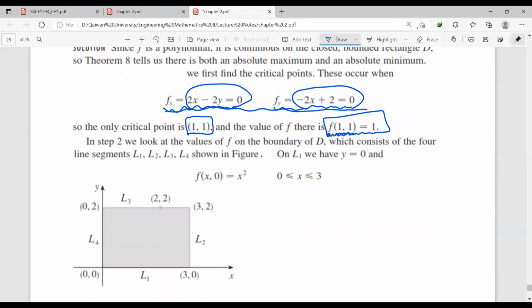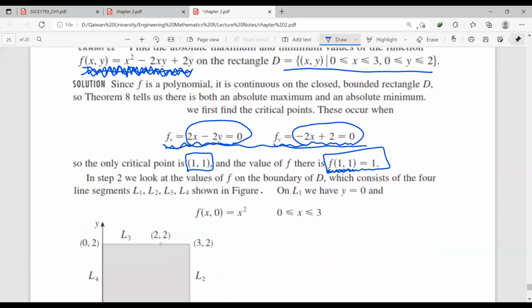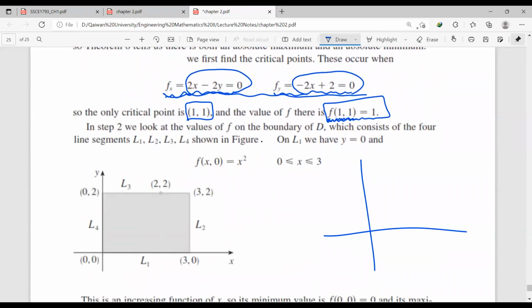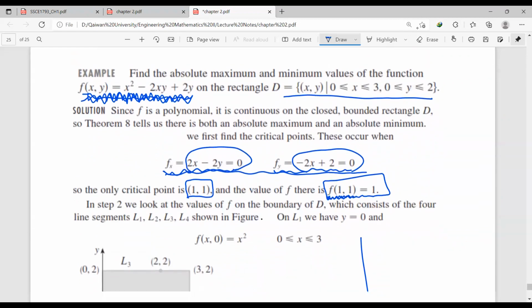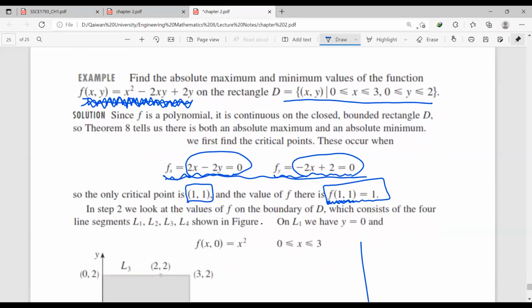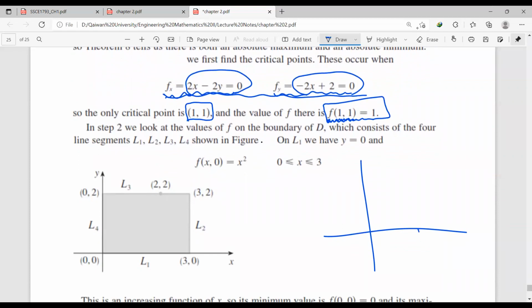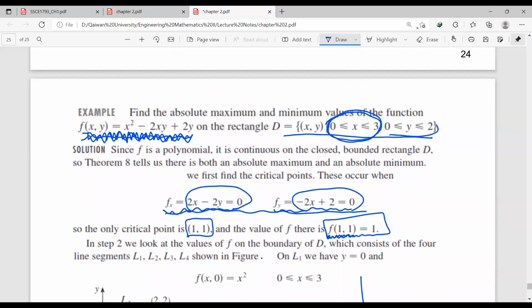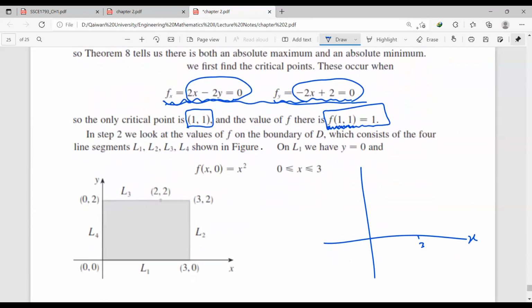And then for step 2, it's better to graph the rectangle. Let me draw it again. X is from 0 to 3, as it's given in D. From 0 to 3, this is X. And Y is from 0 to 2. So this is 2.